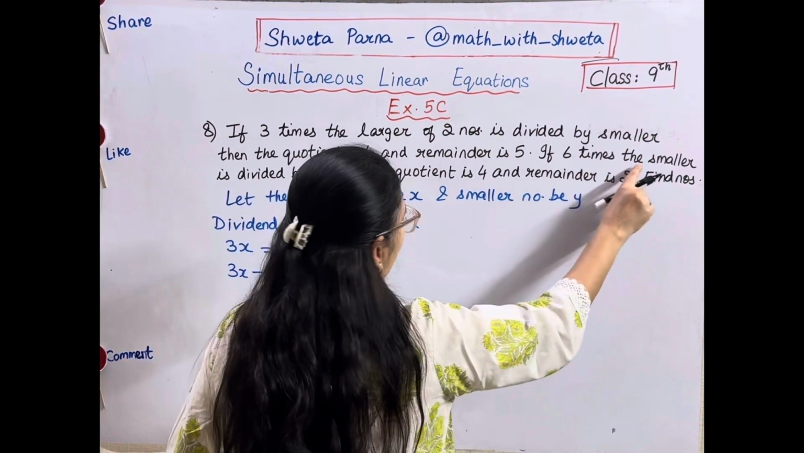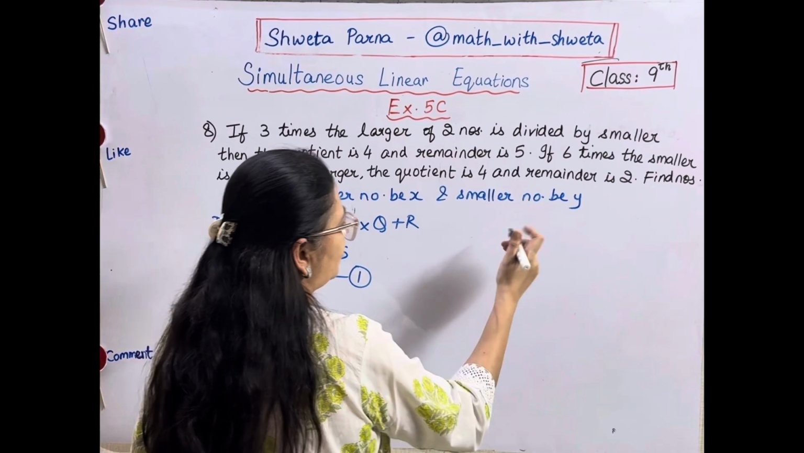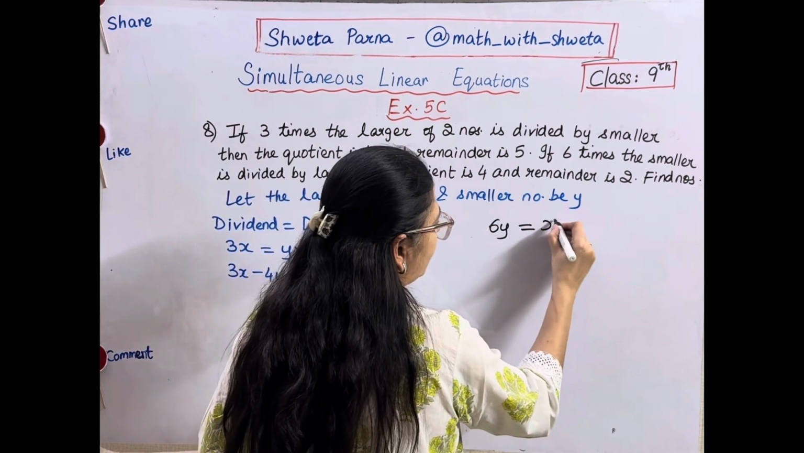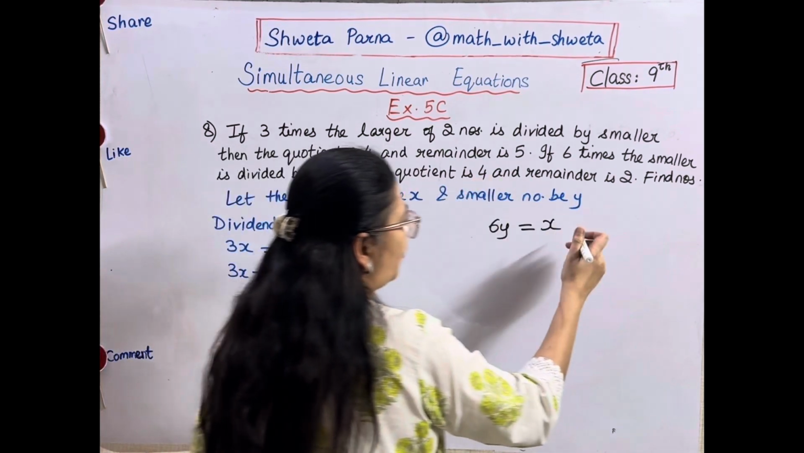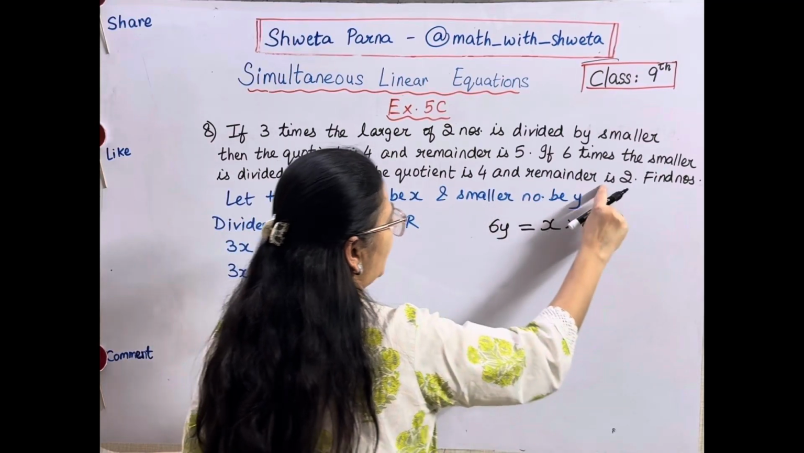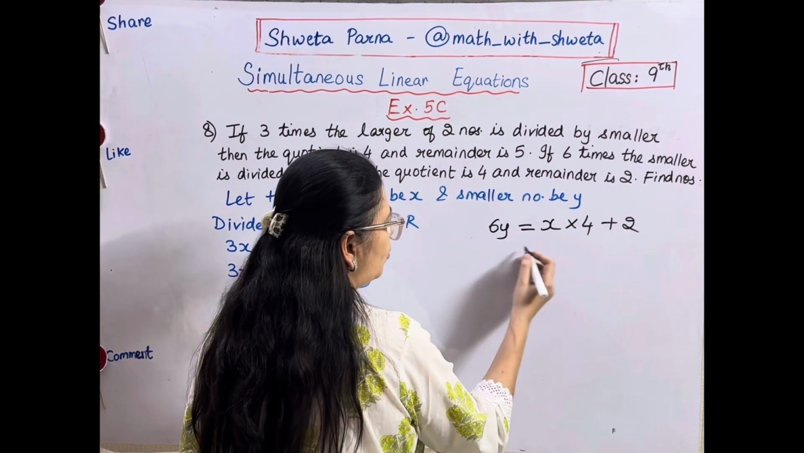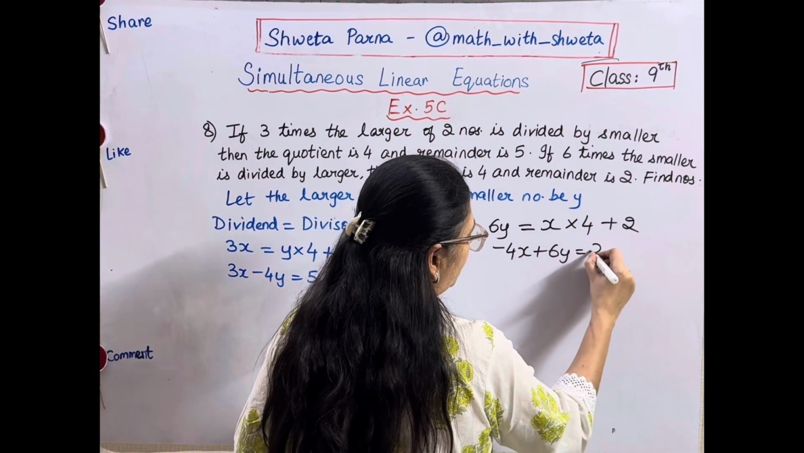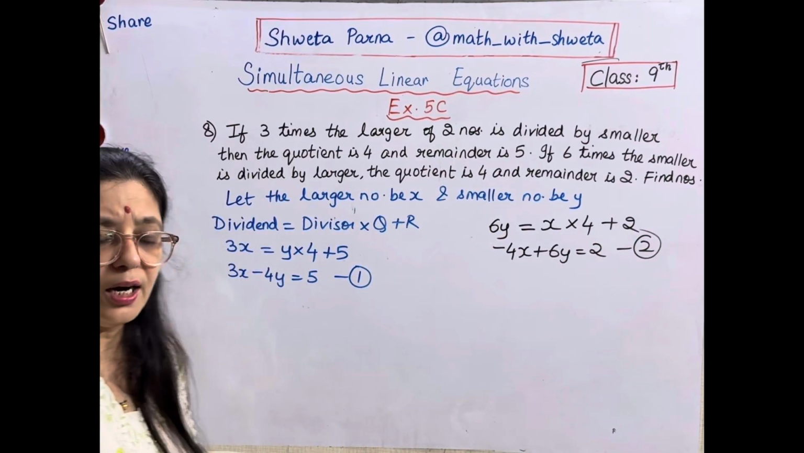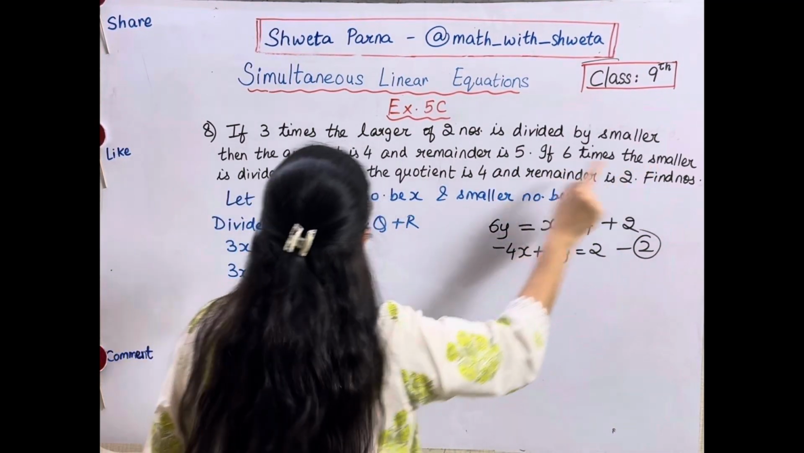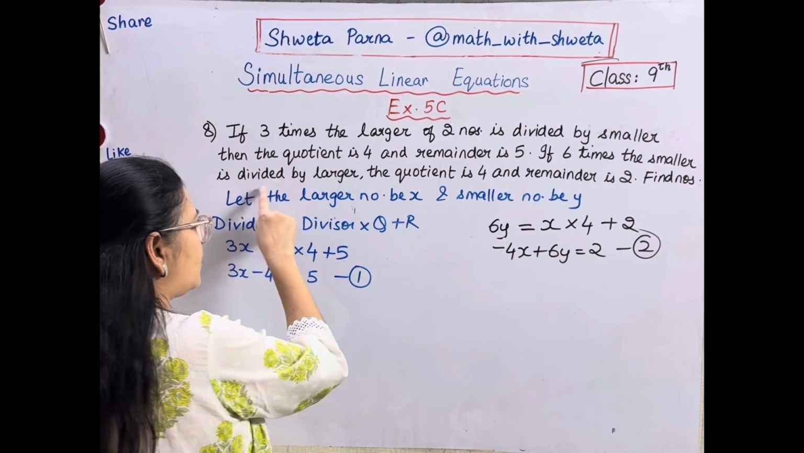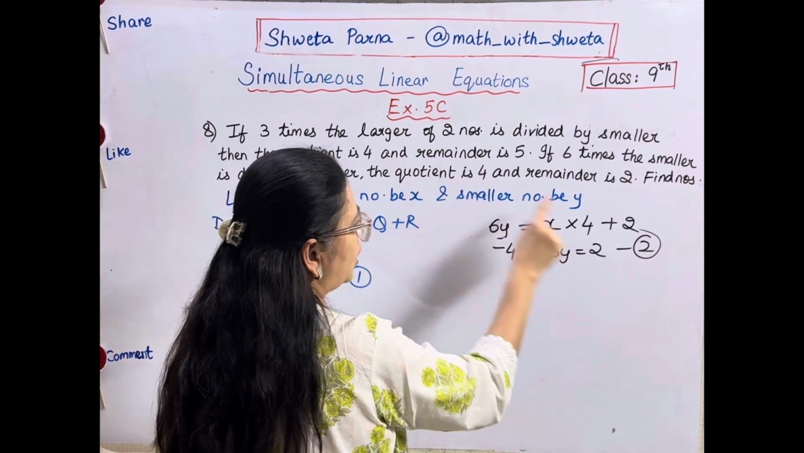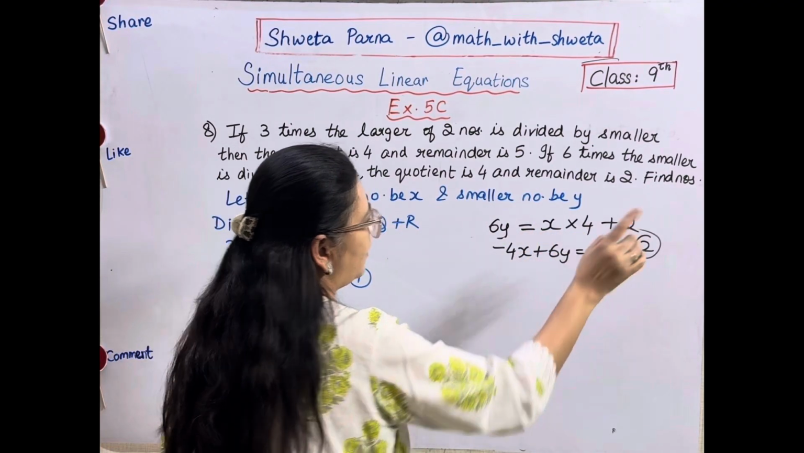Now, if 6 times the smaller, which is 6y, the dividend, is divided by the larger, so the divisor is x, the quotient is 4 and the remainder is 2. So, this you will get as minus 4x plus 6y is equal to 2. This is equation second. Understood? See, again I read, if 6 times the smaller is divided by the larger number, that means x becomes the divisor. The quotient is 4 into quotient plus remainder.